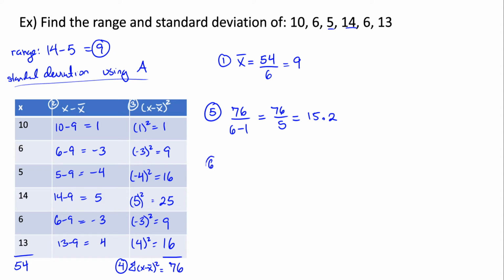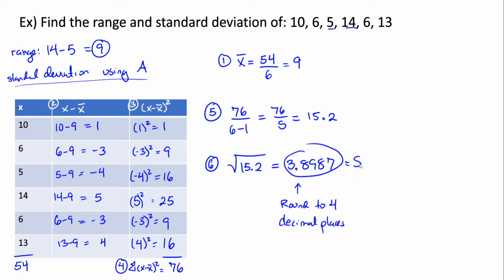Now step 6 says take the square root. So we would take the square root of 15.2. That gives us 3.8987. You should round to 4 decimal places. And that's equal to our sample standard deviation.